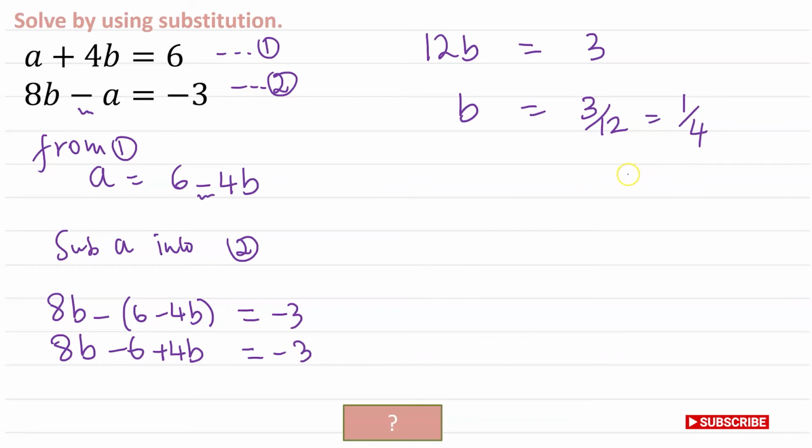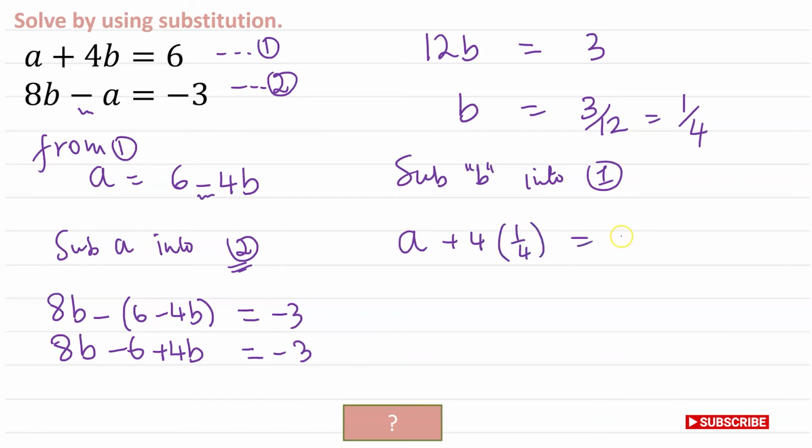Now I'm going to sub in b into 1 because I've already used equation 2. So sub b into 1. Okay, so what do we have? a plus 4, and my b is 1/4, and that's going to be equal to 6. So 4 times quarter will give you 1. So a plus 1 is equal to 6. Take away 1 on both sides, therefore a is equal to 6 take away 1, which is 5.